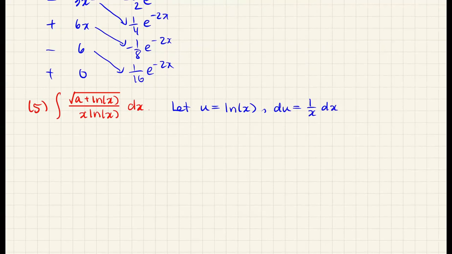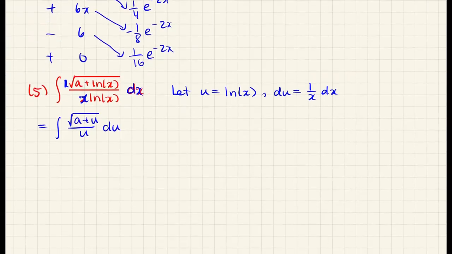Well, where does the 1/x come from? So we have a 1, and we have the x here. So we have the 1/x here, and we also have the dx. So that's going to become the du. Okay, so now let's see what we're dealing with. So we have the integral of the square root of a plus u divided by u times du. And now we have to make another substitution. So let's say we let z be equal to the square root of a plus u.